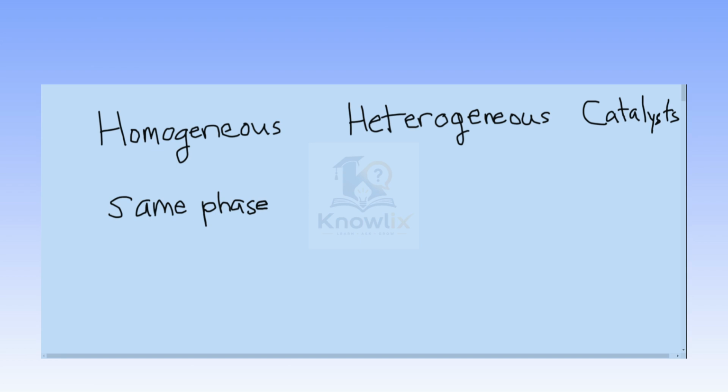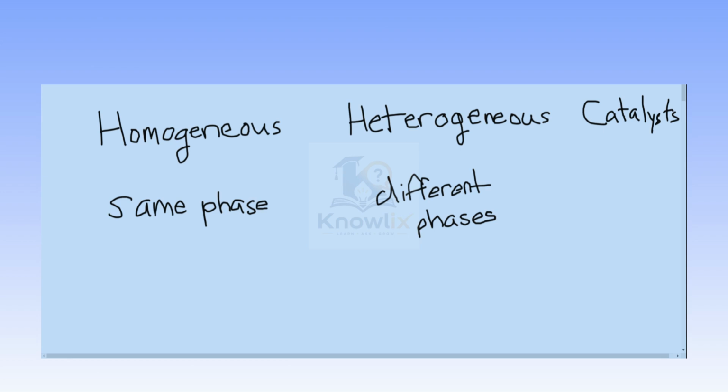helping the reaction along. Heterogeneous catalysts, hetero means different, they're different phases. So usually that means that we have a solid metal catalyst and we have gaseous reactants, and the gases bind to the metal and that helps the reaction along. So heterogeneous catalysts are very useful industrially.